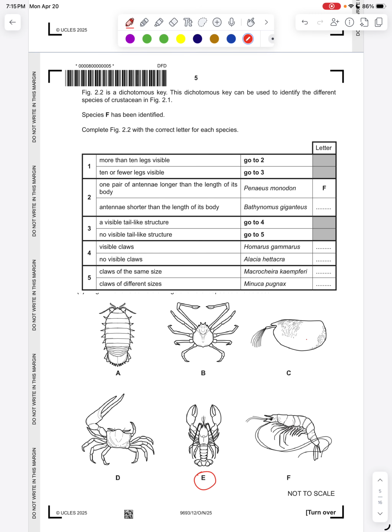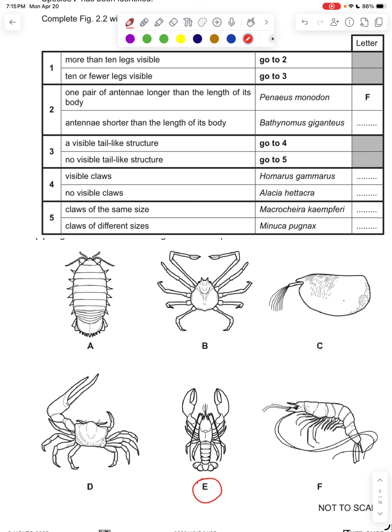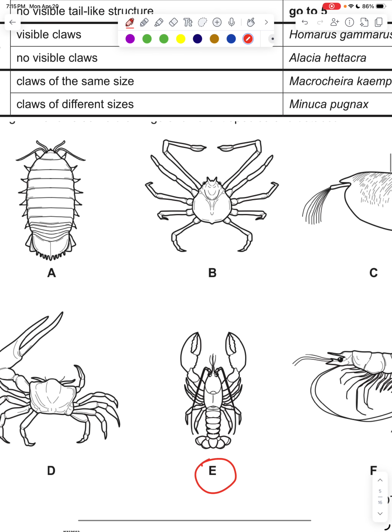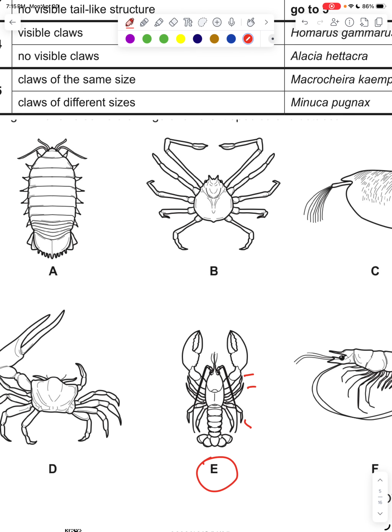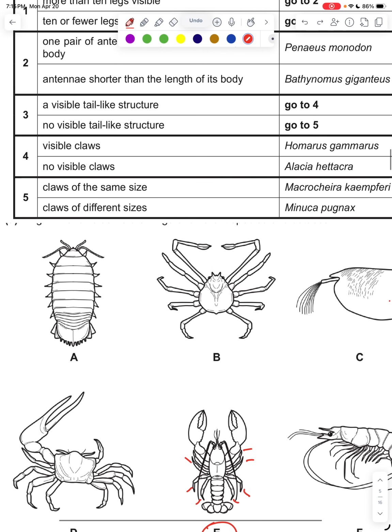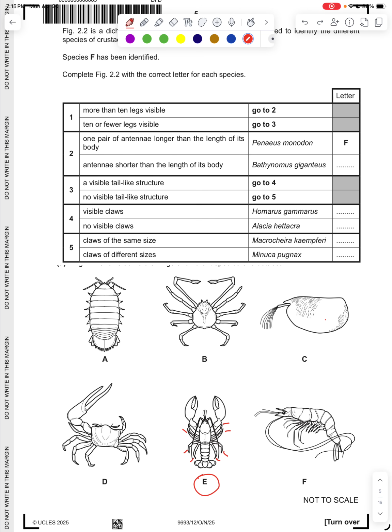More than 10 legs are visible, or there's 10 or fewer legs. We got 1, 2, 3, 4, 5, 6, 7, 8. So there's fewer. Go to number 3.